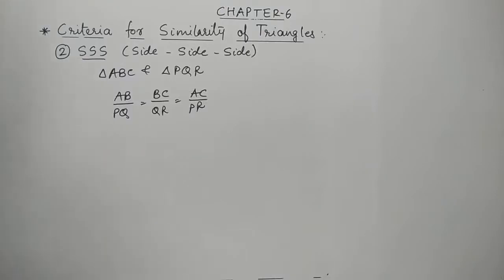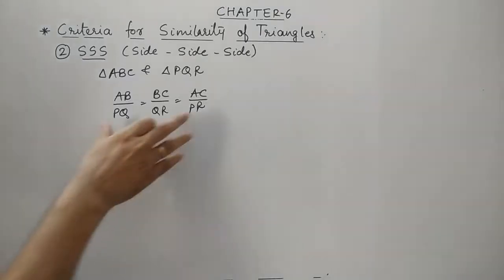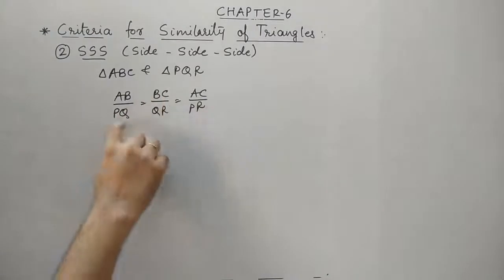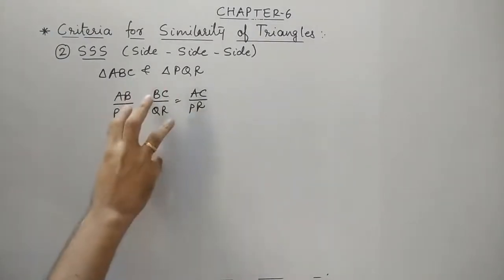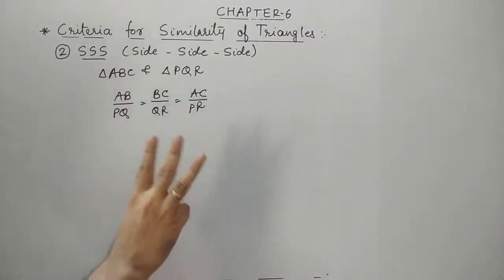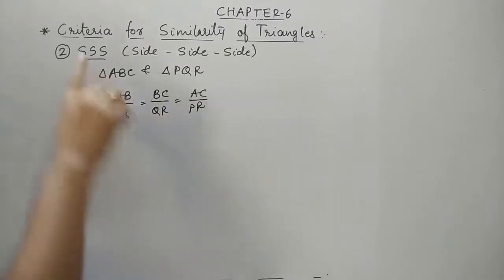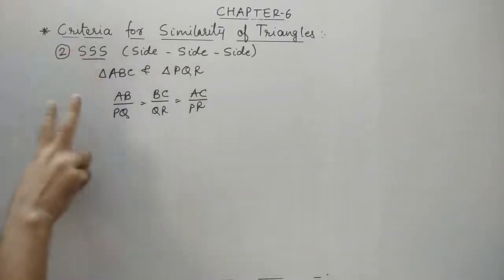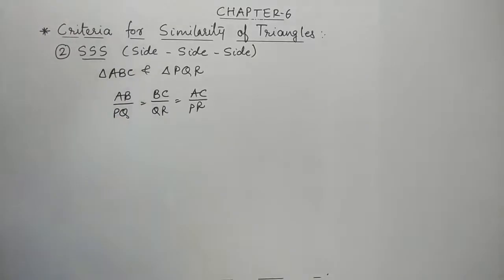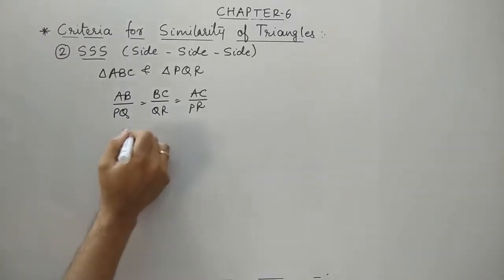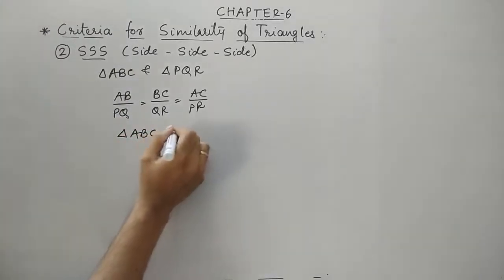The ratios are equal. So when this condition exists, you can see only three parts, all the sides, are there. In the previous condition, all the angles were there. So we are using three parts of a triangle to show the criteria. Second condition में side. So here we can say that triangle ABC is similar to triangle PQR.